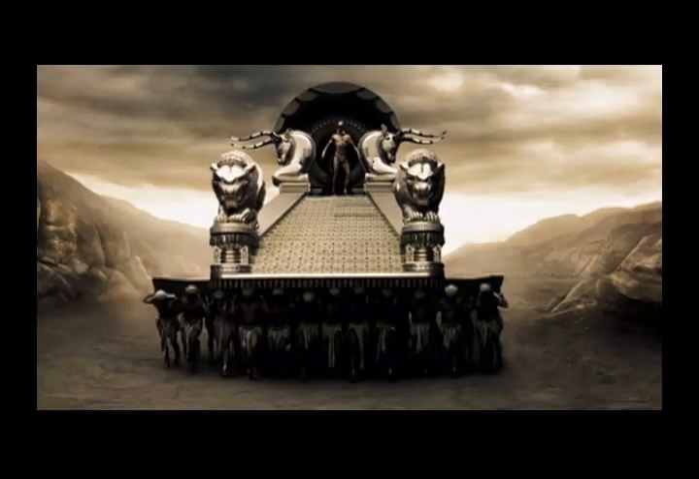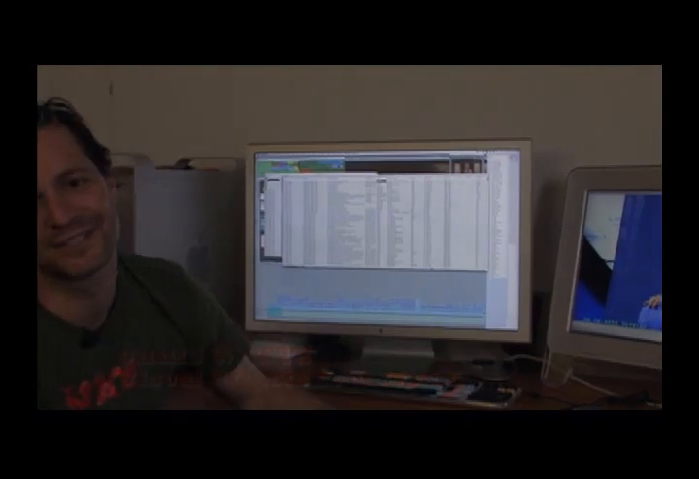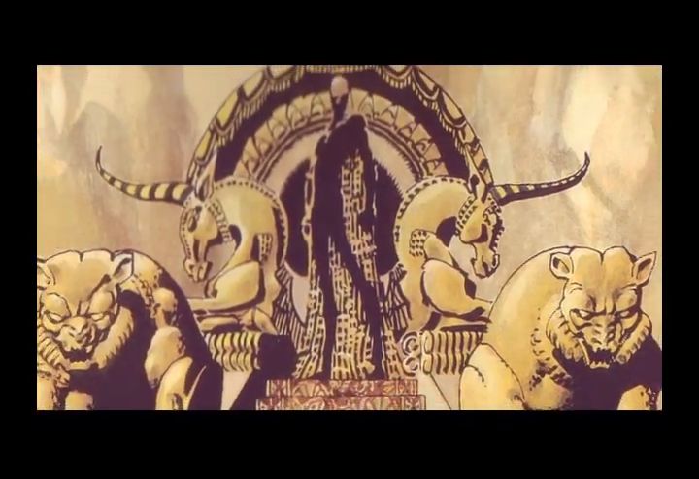I think of any movie I've done, this has the highest number of difficult shots. In terms of the visual effects elements that we shot, 8,631 visual effects elements. It's my record.